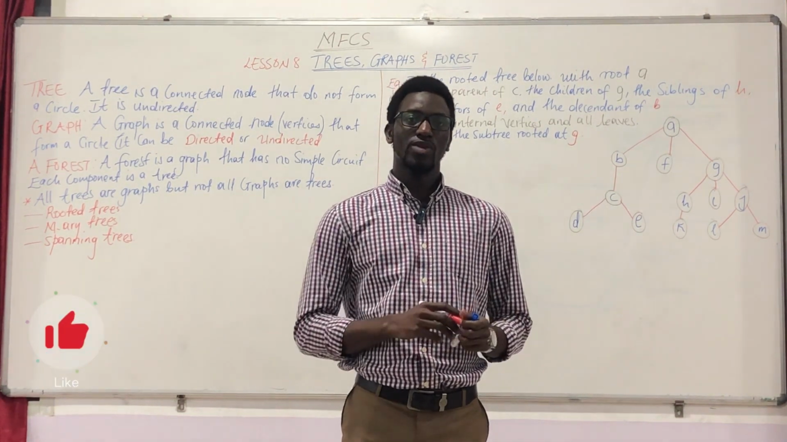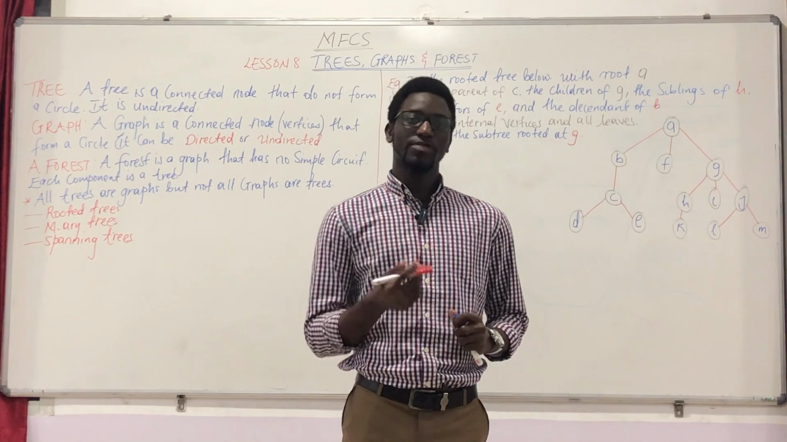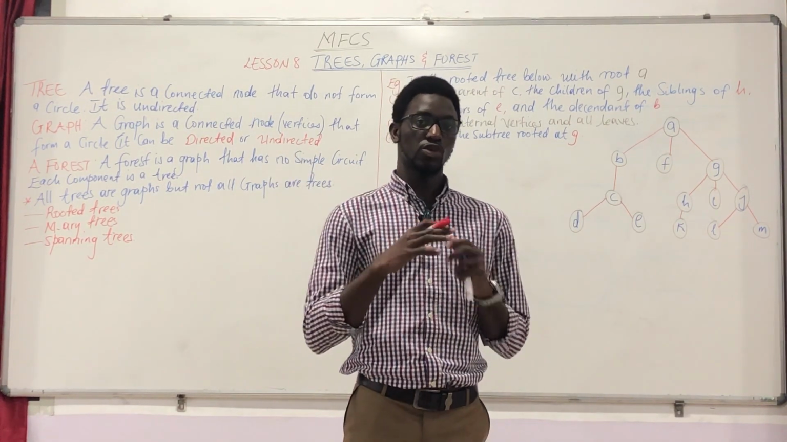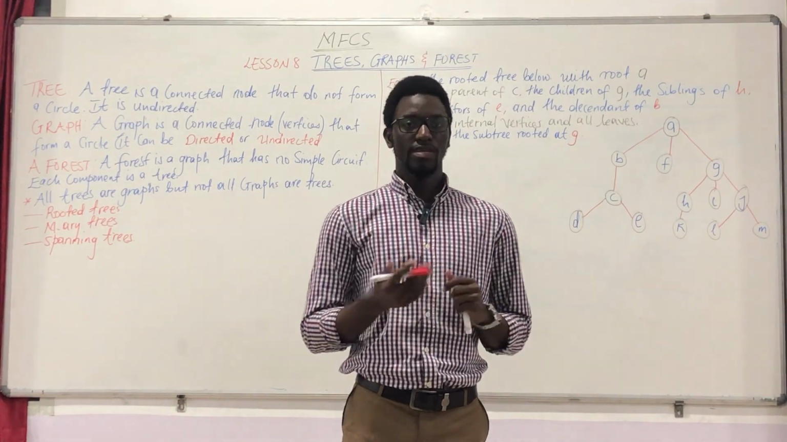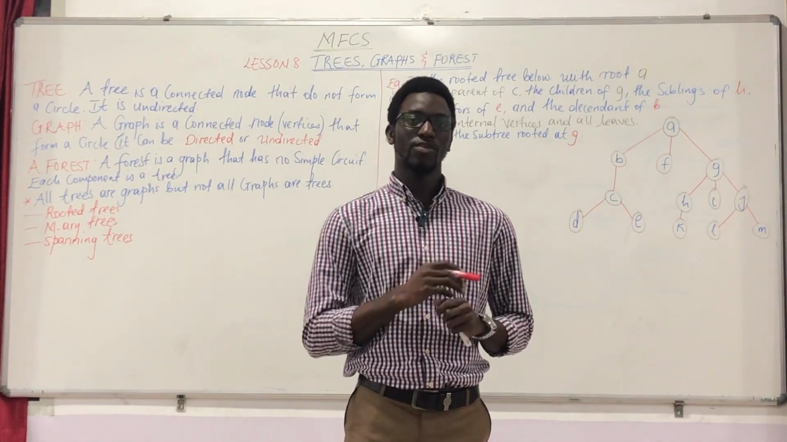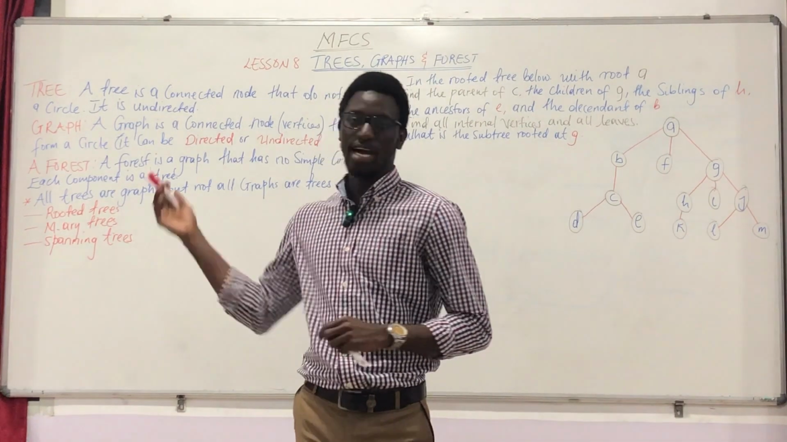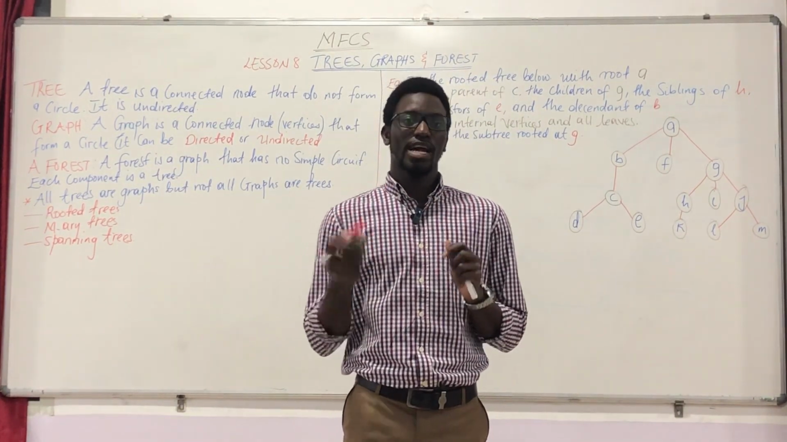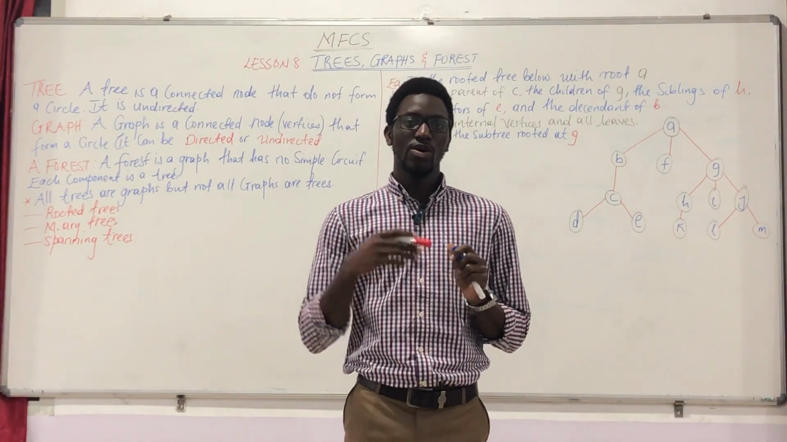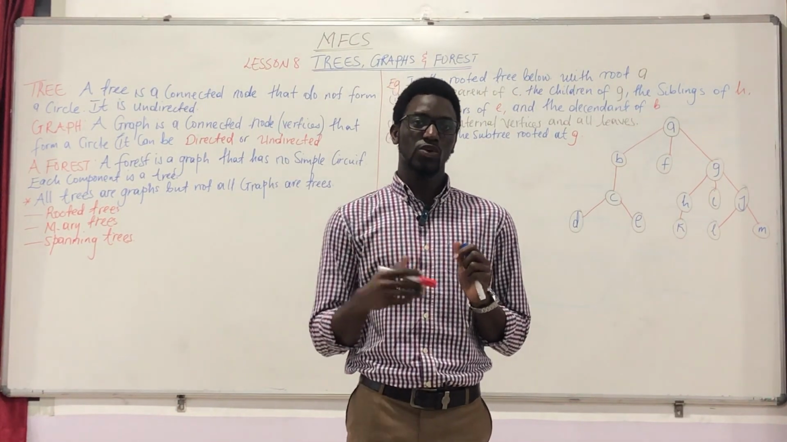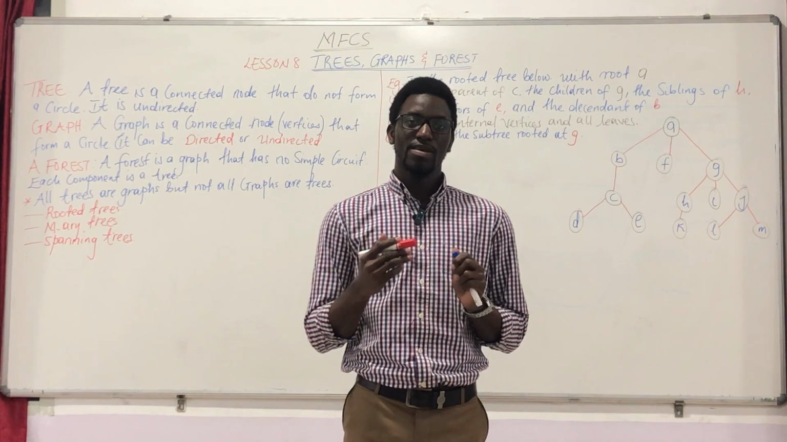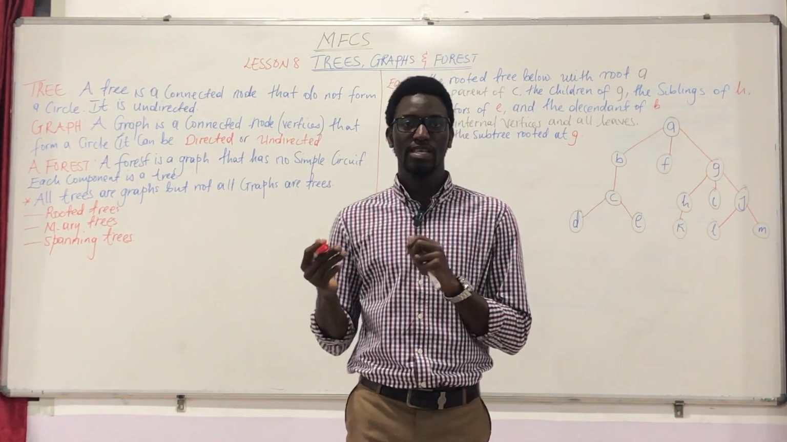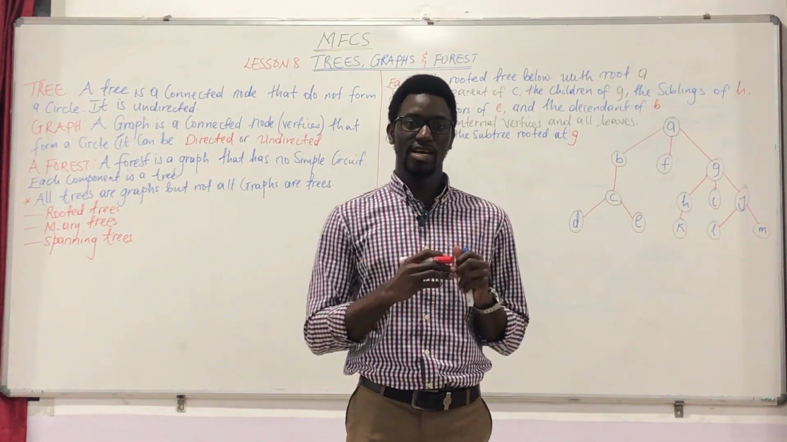So in today's lesson, we are going to learn about trees, graphs, and forests. But first, we're going to see the difference between these three categories: graph, trees, and forest. As you see on the board here, a tree is a connected, undirected graph. All trees are graphs, but not all graphs are trees, because trees are only undirected graphs, whereas graphs can be both directed and undirected.